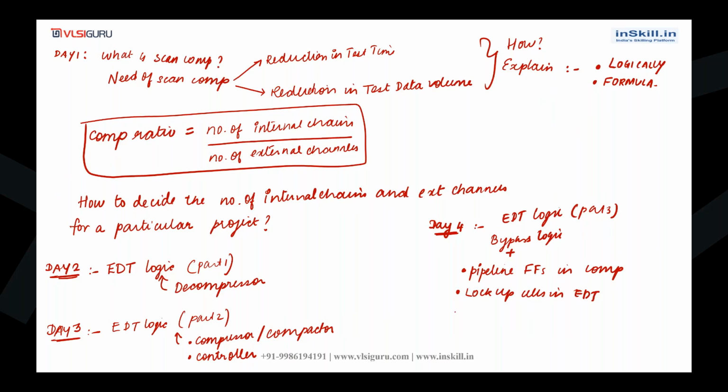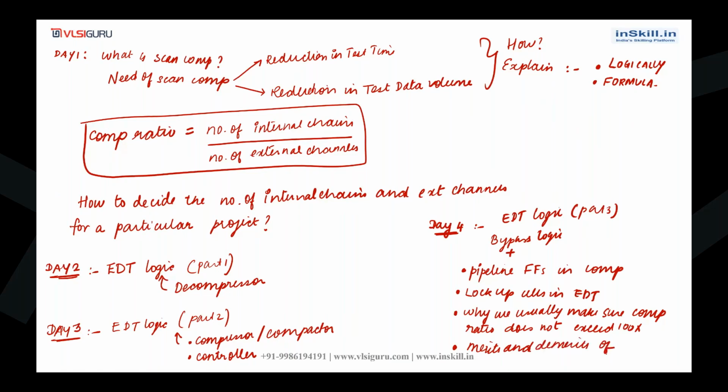Okay, so like why the compression ratio doesn't exceed 100x, why we usually make sure the compression ratio does not exceed 100x. And then the merits and demerits of high and low compression ratio.